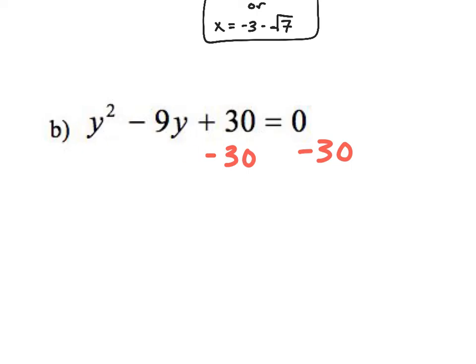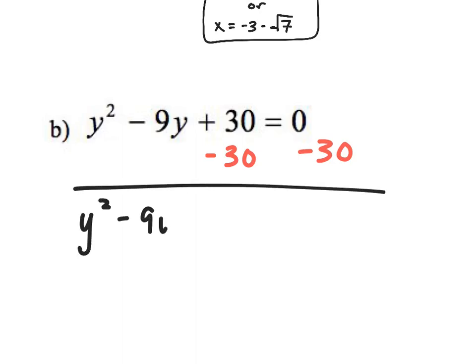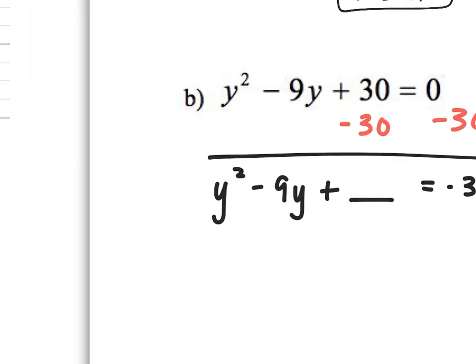So I'm going to subtract 30 from both sides, and I'm going to get y squared minus 9y plus blank is equal to negative 30 plus blank, okay? Now, what goes in the blank? Remember, we take our middle term, which is negative 9, I'm going to divide that by 2, and then I'm going to square it.